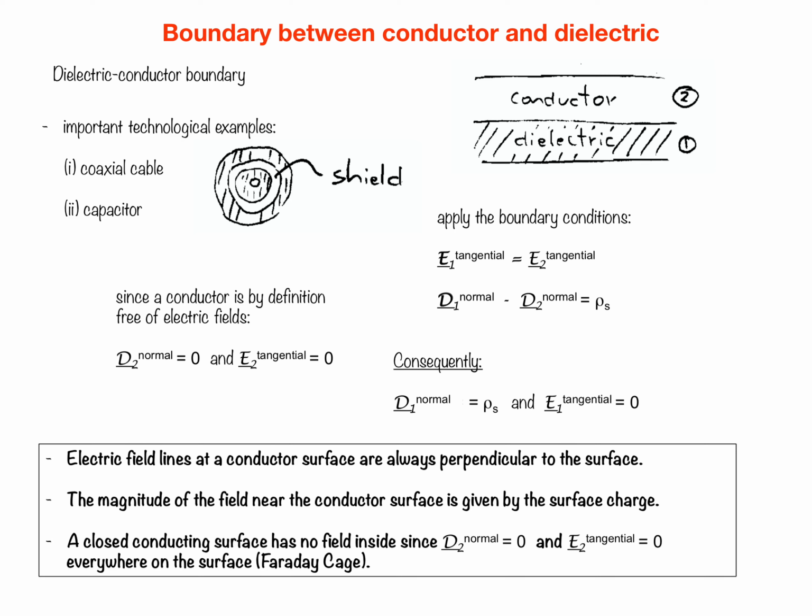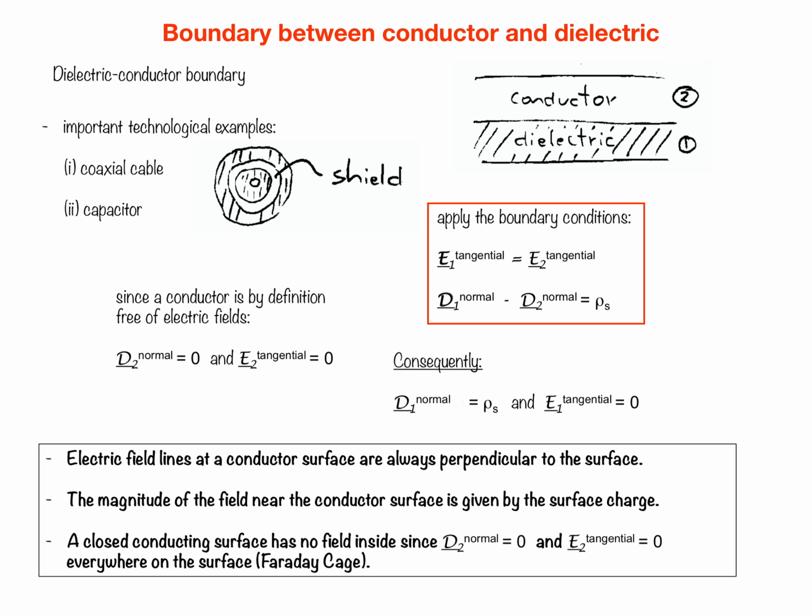In a parallel plate capacitor with a dielectric filling, there is a conductor dielectric boundary on one plate and a second such boundary on the other plate. Let us apply the two boundary conditions. E1 tangential equals E2 tangential, and D1 normal minus D2 normal equals the density of the free charges at the boundary.